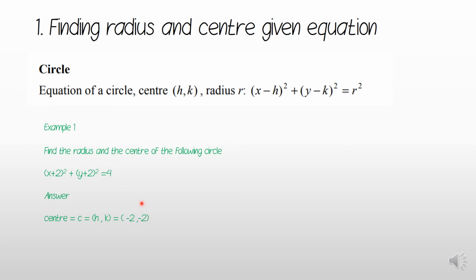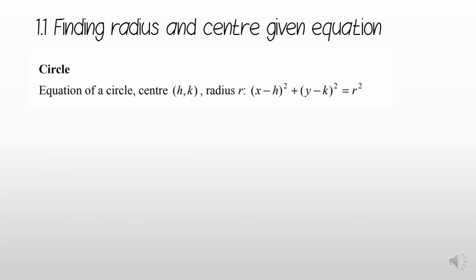And then for the radius, we can see that from the general equation, the value on the right hand side is r squared. So this is r squared, and we want r, we want the radius. So we get the square root of r squared to get r. So the square root of 4. So if we do that, the radius is the square root of 4, which is 2. So we do another example.